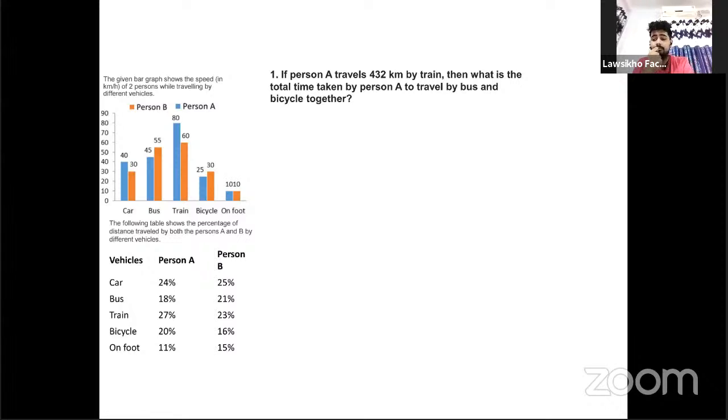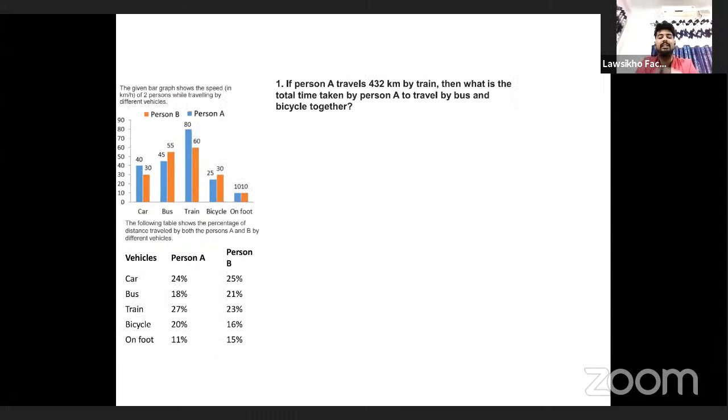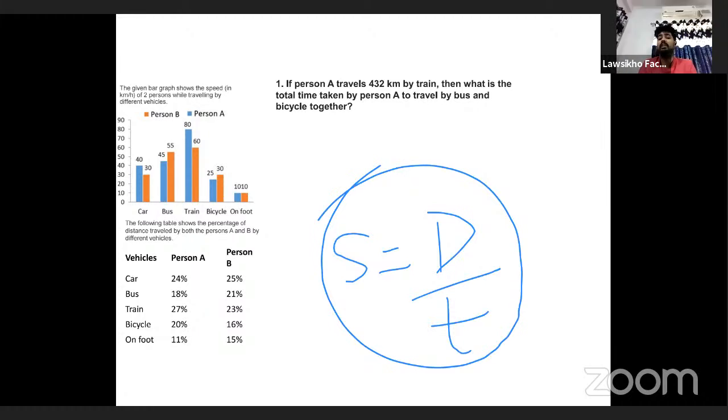Did anyone get it? See what will happen again: the entire set of questions, whichever DI set you take, it would revolve around only one formula, which is speed is equal to distance upon time. Only this will be used and nothing else. Only this formula would be applicable to all the questions we have in this particular set.